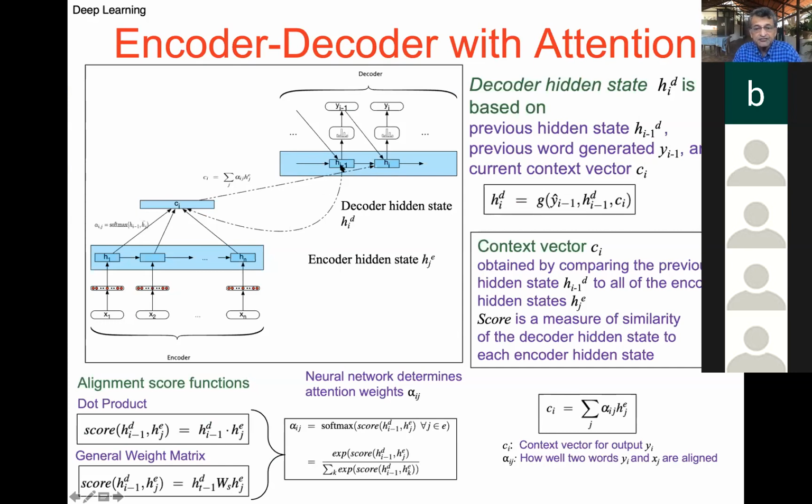So h_i of the decoder is a function of the previous value y_{i-1}, the previous hidden state h_{i-1}, and it's also a function of c. So this is focusing on this box here. h_i of d is a function of y_{i-1}, h_{i-1} of d, and c_i. It is just stating it mathematically, the same arrows here.